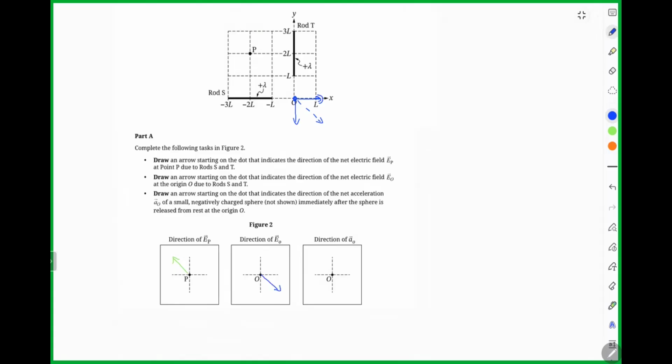Lastly, we're asked to draw an arrow starting on the dot that indicates the direction of net acceleration, A naught, of a small negatively charged sphere immediately after the sphere is released from rest at the origin O. So what we want to recall is that negative charges move opposite our field lines, and therefore the acceleration of our negative charge will be opposite that of the field at the origin.